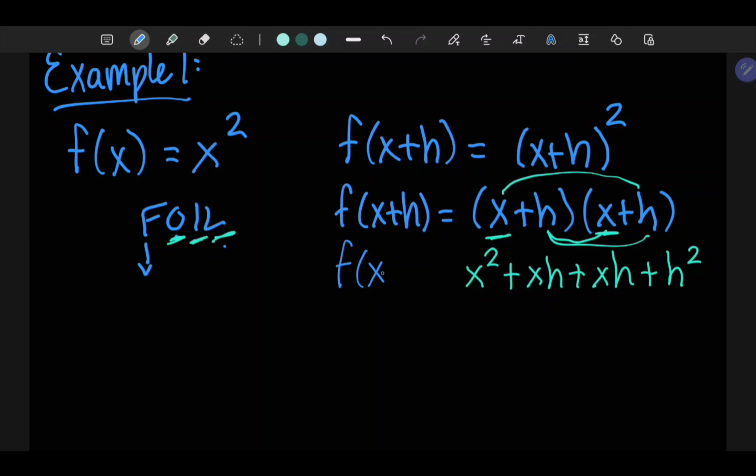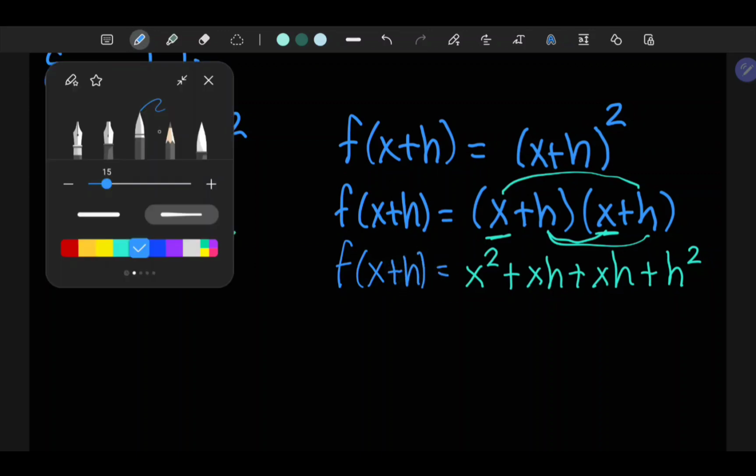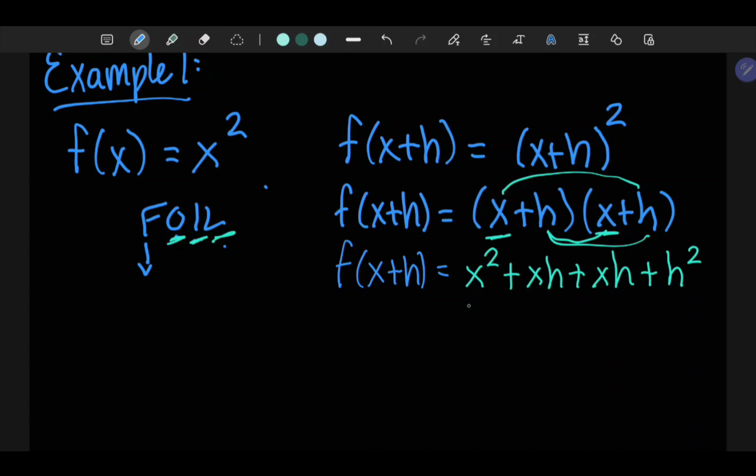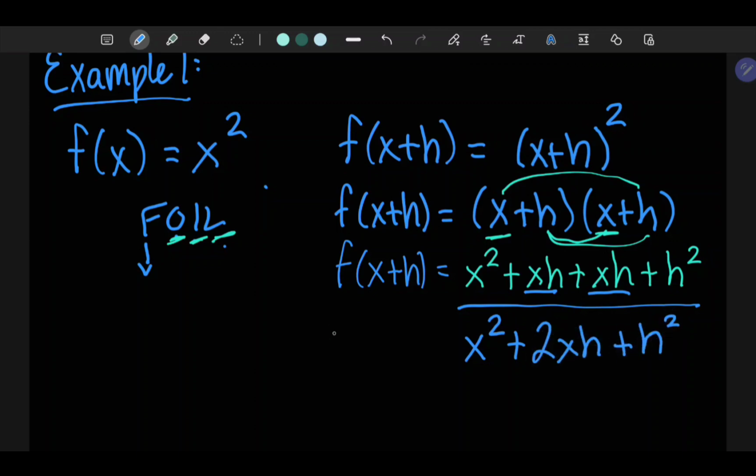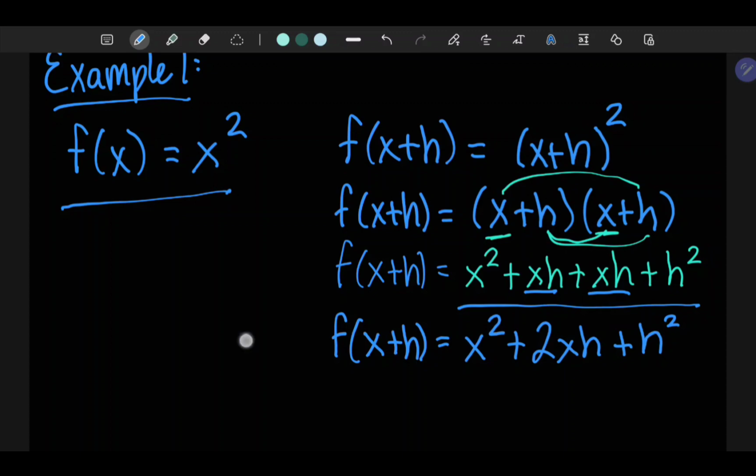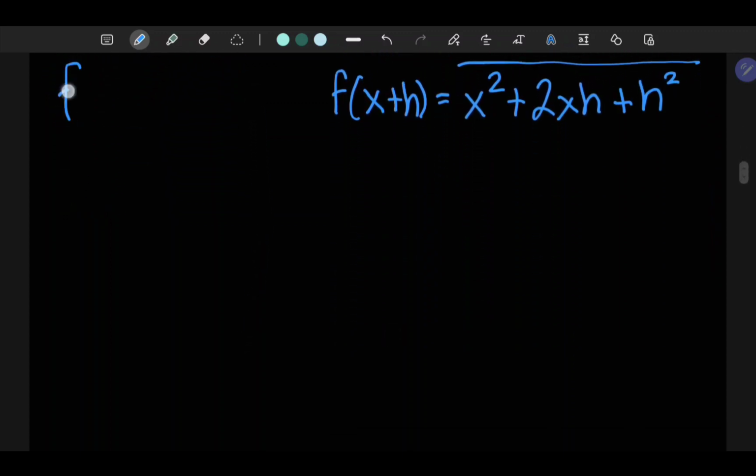Okay, so now we have f of x plus h. And this is what we're going to be plugging into the function, which we can simplify one more time and get x squared plus, we have 2 xh's. So we have 2xh plus that last term h squared. Okay. Now that we're done foiling and simplifying that function, let's put it into the limit definition. Remember, our original function f of x was x squared. So I'm going to put it right here.